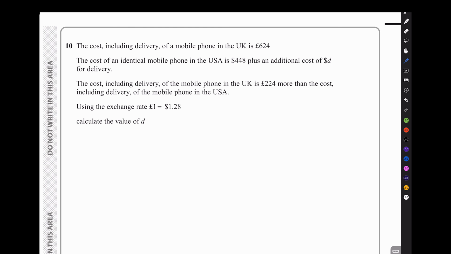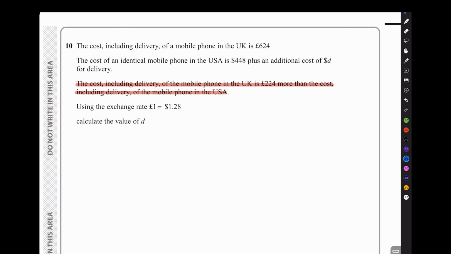This is a 3 mark question, so it should be fairly simple. The cost, including delivery, of a mobile phone in the UK is this. The cost of an identical mobile phone in the US is this, plus an additional cost of D for delivery. The cost, including delivery, of the mobile phone in the UK is this much more than the cost in the USA. This sentence is the key information that we need to make use of.